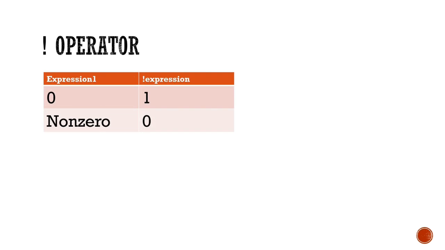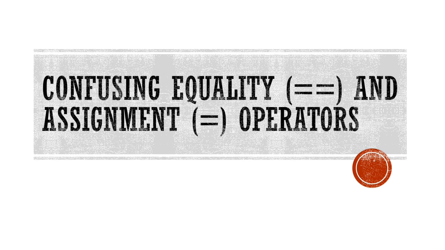The truth table for that: if the given is false, it will have an output of true. If the given is true, it will have an output of false. Or if the given is 0, you have a 1 output. If the given is non-zero, you have a 0 output. Okay. For the last, we have the equality and assignment operators. Usually, some programmers get confused with this. You have the double equal, that is equality, and the assignment operator is a single equal. So let's see the difference between the two.